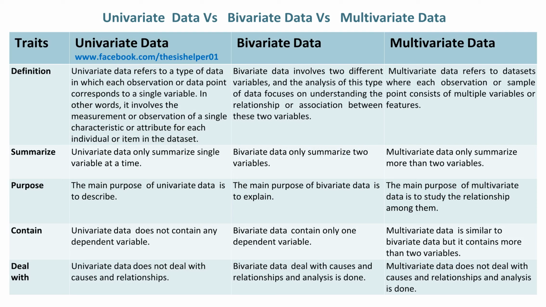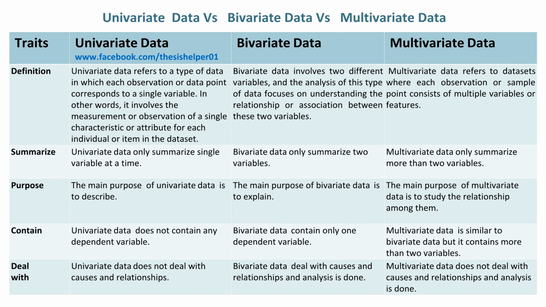Univariate data refers to a type of data in which each observation or data point corresponds to a single variable. In other words, it involves the measurement or observation of a single characteristic or attribute for each individual or item in the dataset. Whereas, bivariate data involves two different variables, and the analysis of this type of data focuses on understanding the relationship or association between these two variables. Whereas, multivariate data refers to datasets where each observation or sample point consists of multiple variables or features.